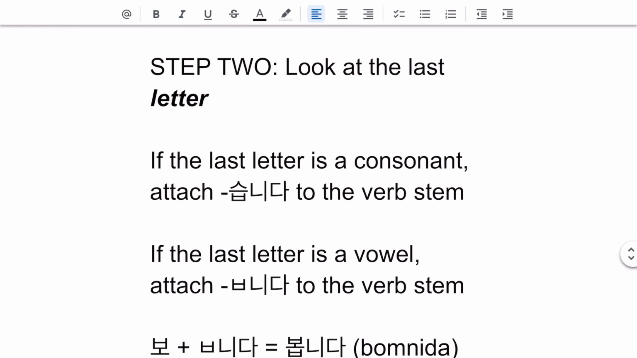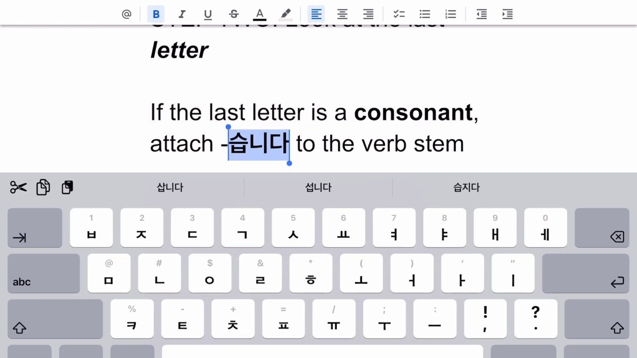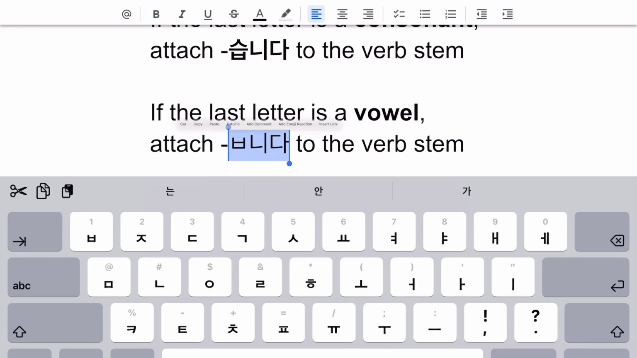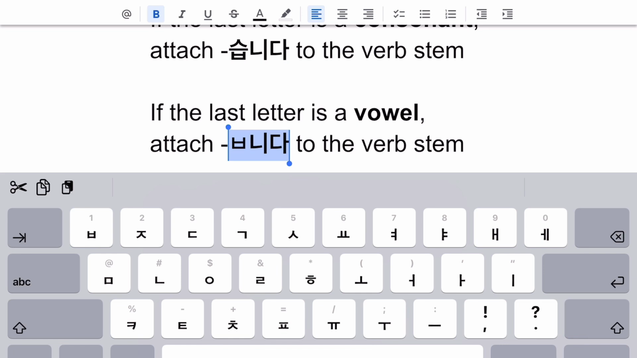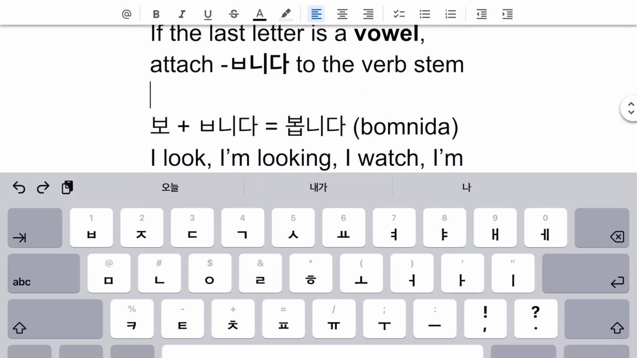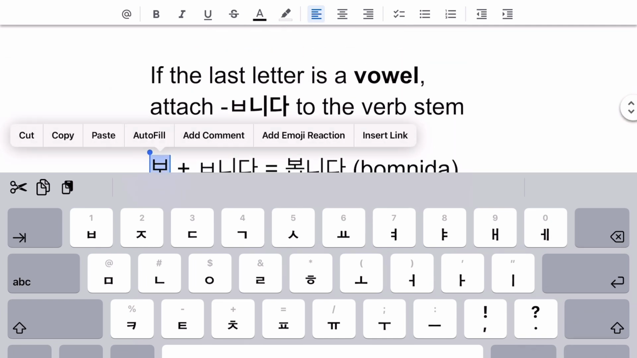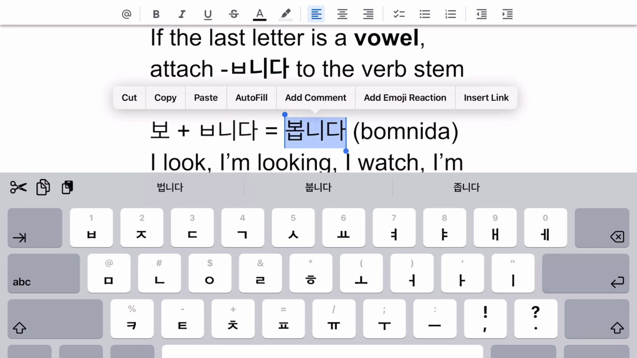If the last letter is a consonant, we have to attach 습니다 to the verb stem. If the last letter is a vowel, we have to attach this, 비니다 to the verb stem. This one is not supposed to be easy to say, by the way, because it's meant to be attached to something else, so it's hard to say on its own. But 보다 ends with an o, that's a vowel, right? So we need the ㅂ니다 ending. 보 plus ㅂ니다 becomes 봅니다.